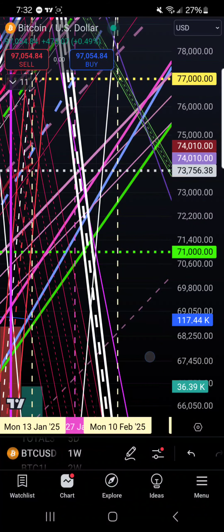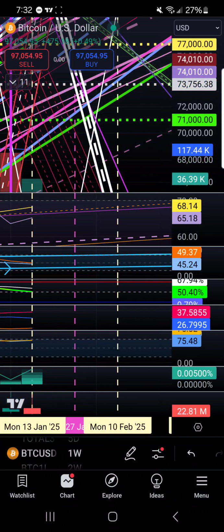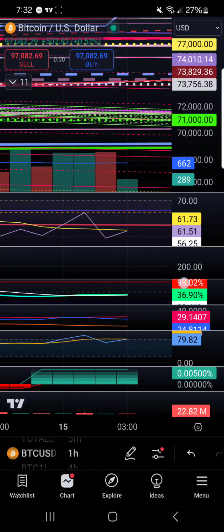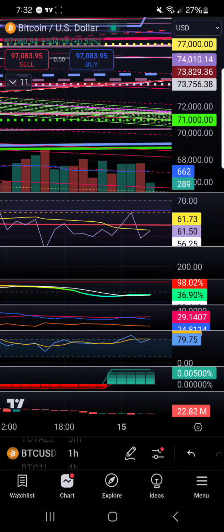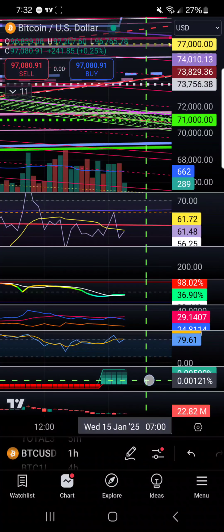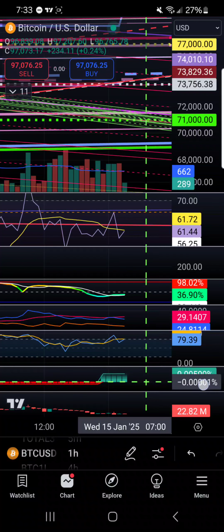Now, let's go back to this, because also if you look, let's just go to a 4 hour. Well, let's go to an hourly maybe. Okay, now the funding rate is positive. Earlier it was negative. Down here at the very bottom one, where is it at? It's at 0.005.